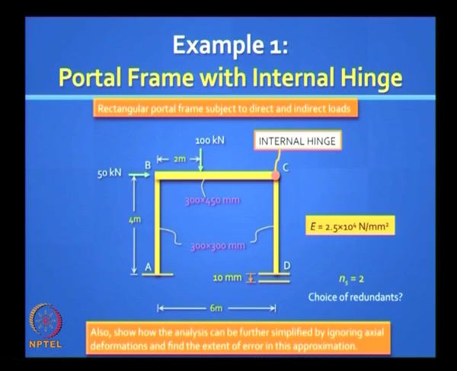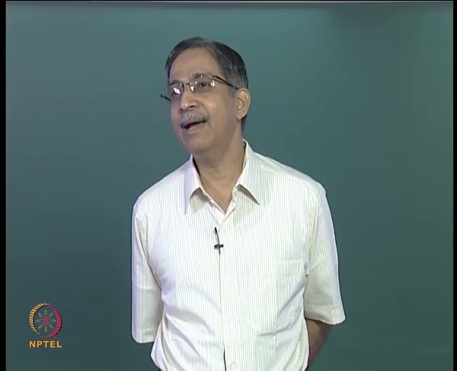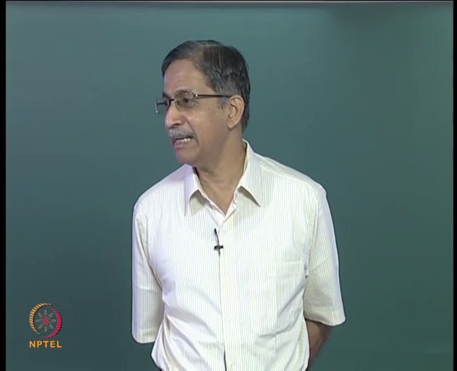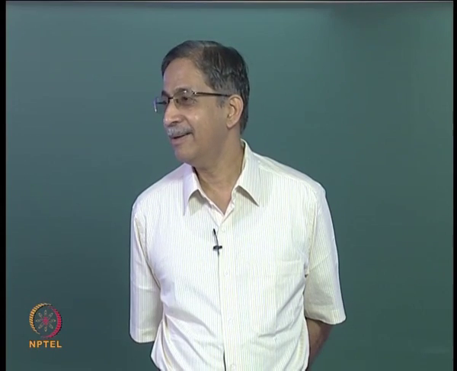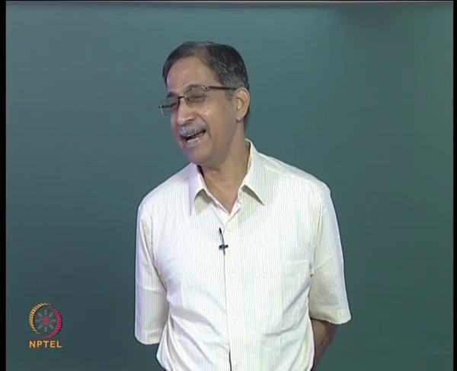Now you can choose your 2 redundants. Which would you choose? You want the primary structure to be a cantilever? Then that third element will be dangling in the air. It will be unstable. Can you please think carefully?